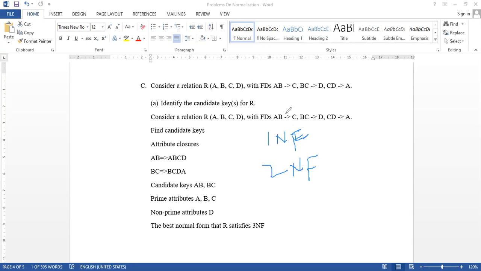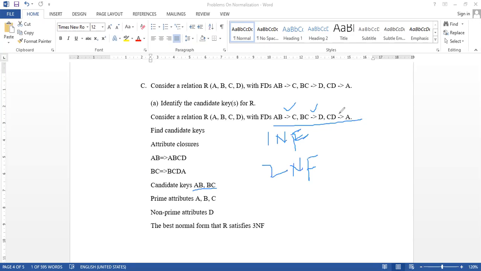See this FD set. See the first FD. AB determines C. What is AB? Candidate key. There is no issue. BC determines D. There is no issue. BC is also a candidate key. AB and BC are candidate keys. There is no problem. What is a partial dependency? Part of the key to non-key, right?